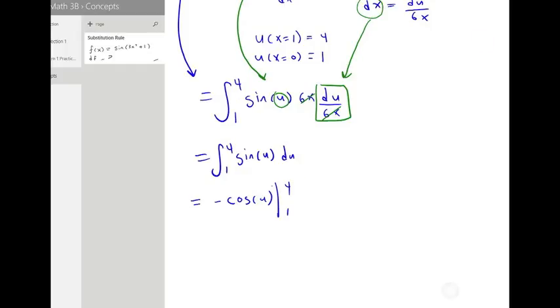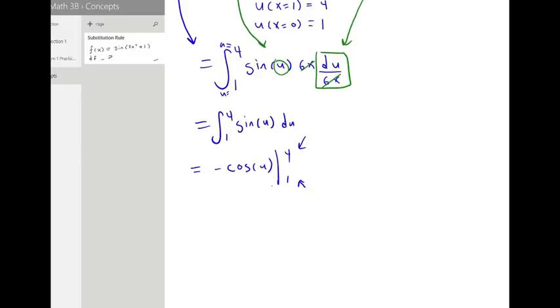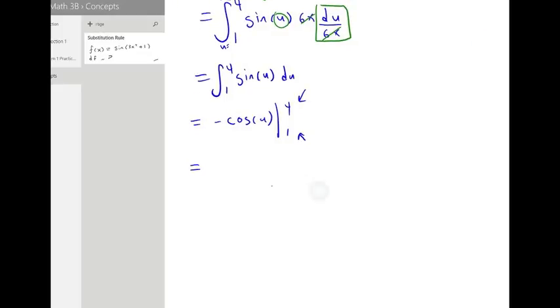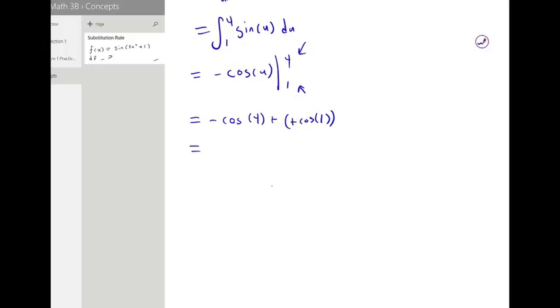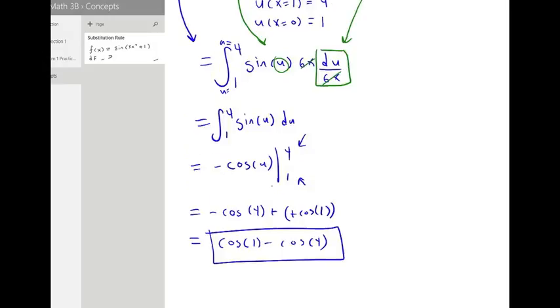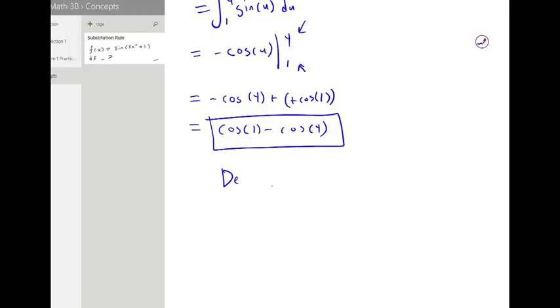And since we have u limits here, I should clearly put that u equals 4, u equals 1. You don't need to do this, but sometimes it helps to know. Since we have u limits and we're evaluating a function of u, we don't need to plug 3x squared plus 1 back into here. We can just evaluate negative cosine of 4 minus the negative cosine of 1, and we get an answer. These minuses will cancel, giving cosine 1 minus cosine 4. That is our answer.